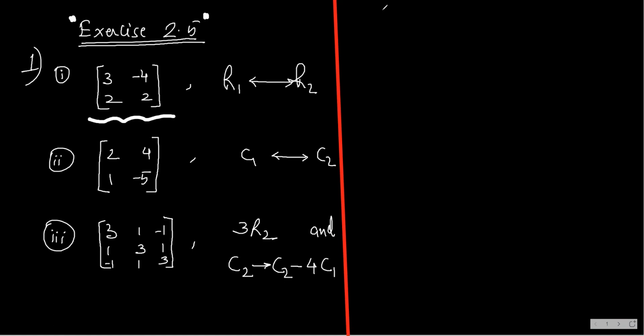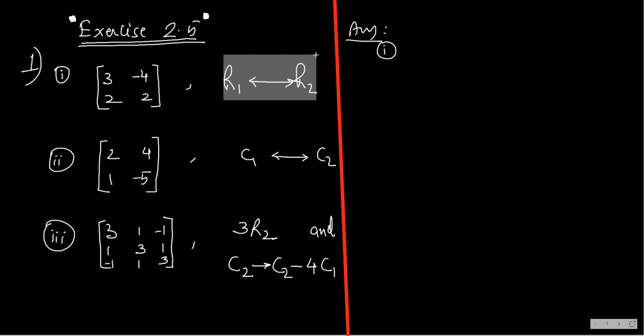The answer for the first one will be very simple. What is the row transformation? R1 interchange to R2. If you want a revision, you can just watch the previous video. So you will get R1 and R2 interchanged. R1 will be 2, 2 and R2 will be 3, minus 4. You can understand how easy this one is.